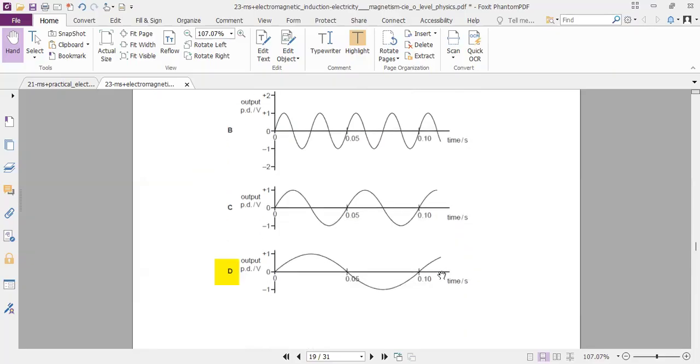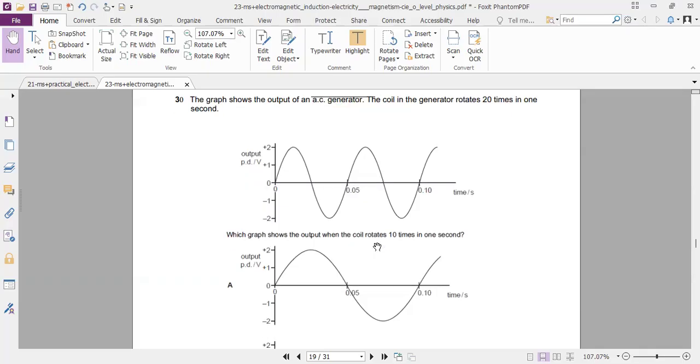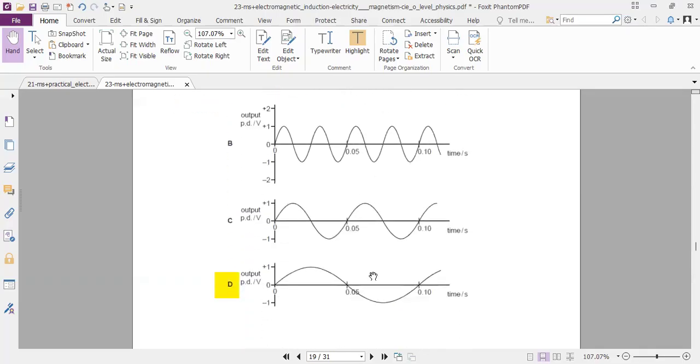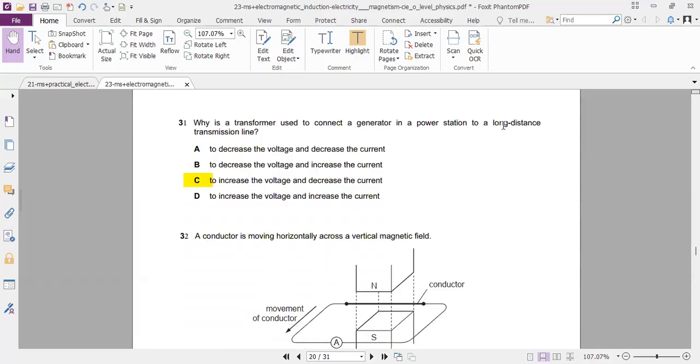So we have a generator, and the coil rotates 20 times in 1 second. So if you look at the 20, you have 0.05 second time. 1 over 20 gives you 0.05. Remember, it's the frequency and time period relationship. F is equal to 1 over T. So T is equal to 1 over F. F is 20, so T will be 0.05. Now, which of these will be a frequency of 10? It will be this one, the half of that. To increase the voltage and decrease the current.